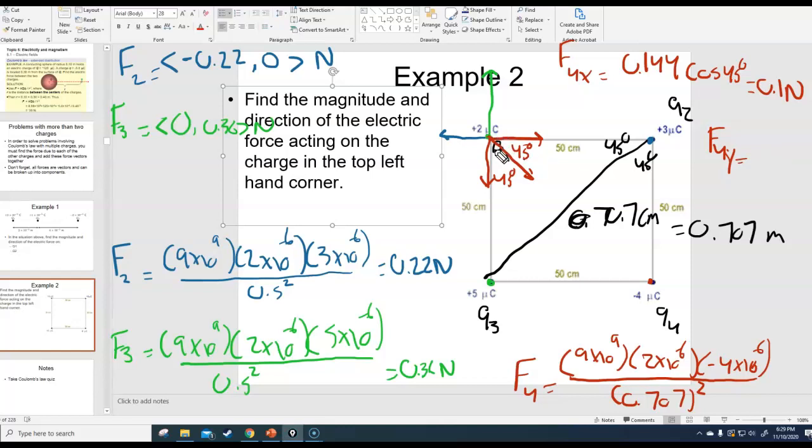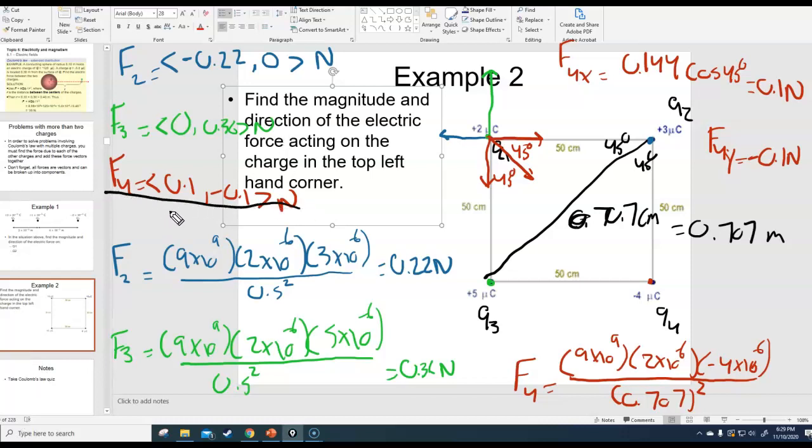And then F for y is going to be the same thing. You would do it with sine instead of cosine, but it's going to be negative because the y component is going down in the negative y direction. So that would be negative 0.1 newtons. All right, so F4 is 0.1 comma negative 0.1 newtons.